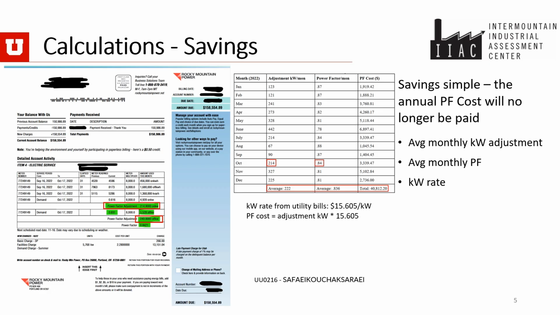While you're looking through the utility bills, keep a list and get an average of all of the adjustment kilowatts and the power factor for each month, as these will be needed for implementation cost soon. In this case, the kW rate from the utility bills was $15.60. Again, this is real data, and we'll use this real number in the calculations on the next slide.